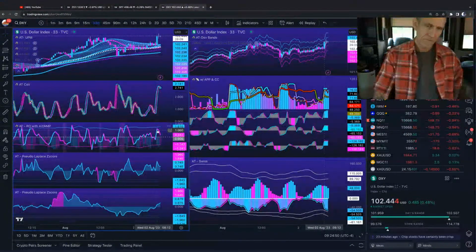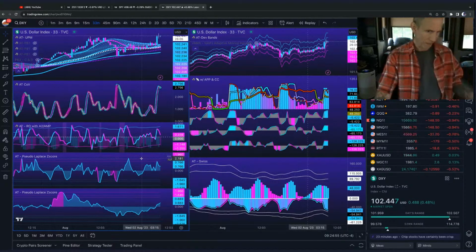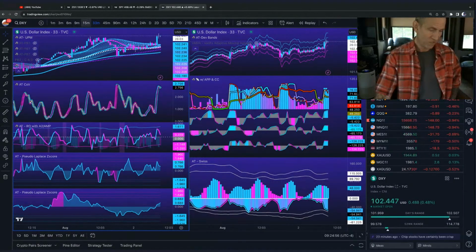You get those moves. There's a lot that goes into that for me when I'm looking for entries on these low time frames.